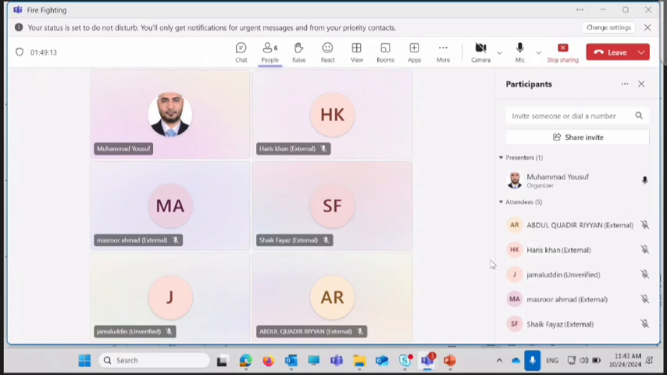Any question? Yes, sir, I have a question. Okay, yes, please. Sir, mostly we use CO2 gas to stop the fire. I just want to know about any other gases. Which gases are used to stop fires? Alternative gases except CO2.